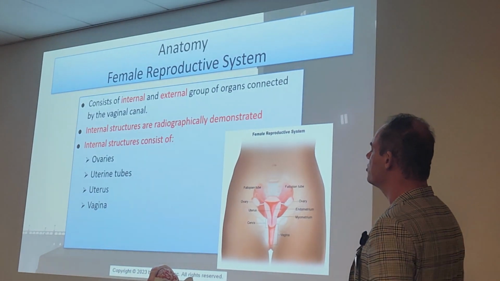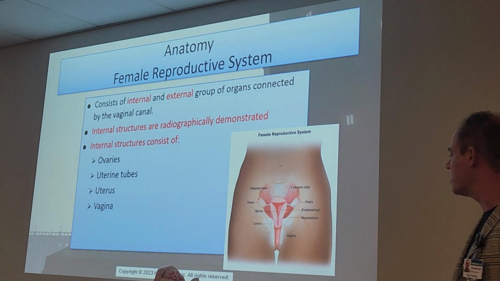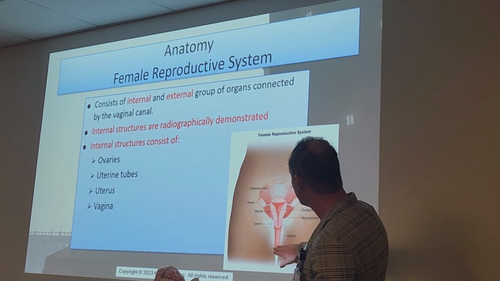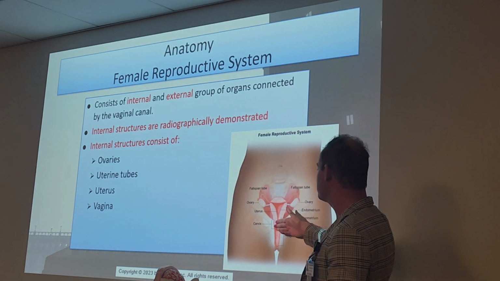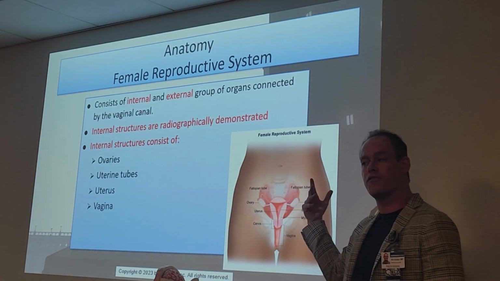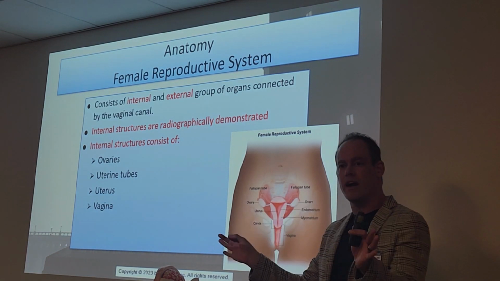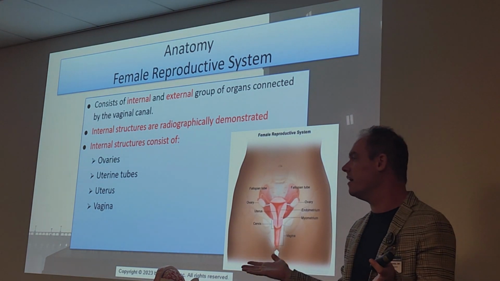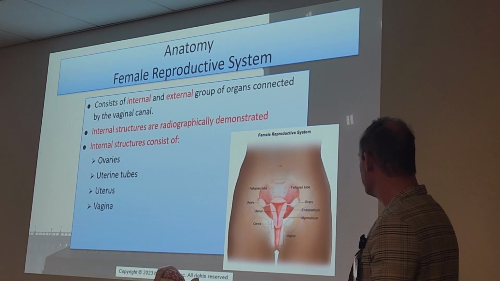So internal structures of female anatomy, we have the ovaries, we have the uterine tubes, we have the uterus and the vagina itself. And we're going to break all this down more specifically on the next couple of slides, because there's actually parts of the uterus we have to label and parts of the fallopian tubes we have to label as well that we will see demonstrated on a radiograph when we introduce contrast into that area. This is just a general overview to start with here.